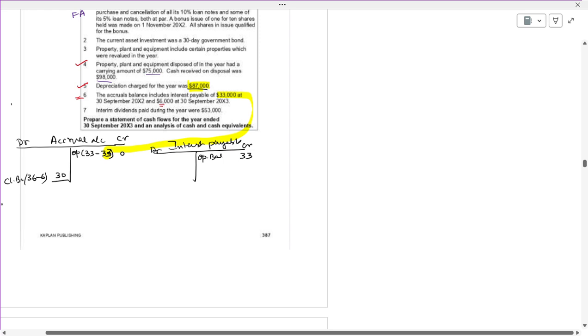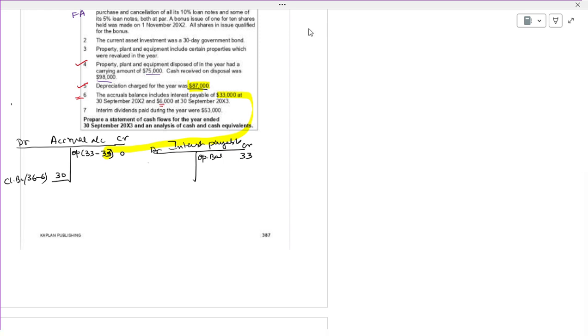The same interest. We have to take this interest and show it here. How much is there in the interest payable? The closing balance is 6. Is it okay to you?